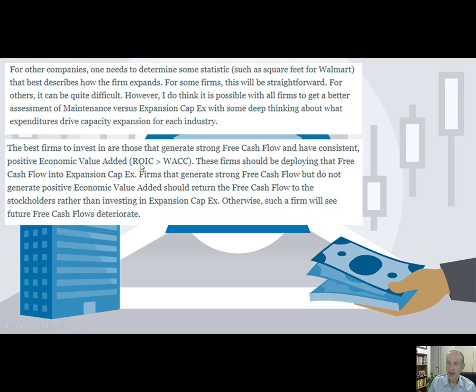That is, their return on capital is greater than the return on capital that their investors require. So we're going to get into this. We have a few exercises you'll do in economic value added. These firms should be deploying free cash flow to expand the firm, or if they don't have good expansionary opportunities, then they should send the free cash flow back to their owners. All right, so there's an overview of free cash flow.